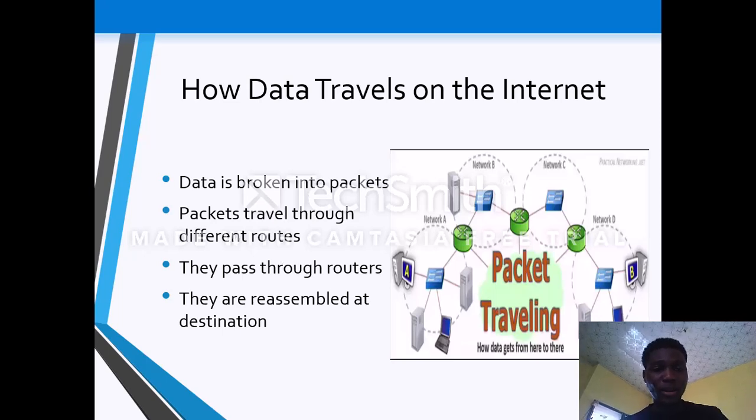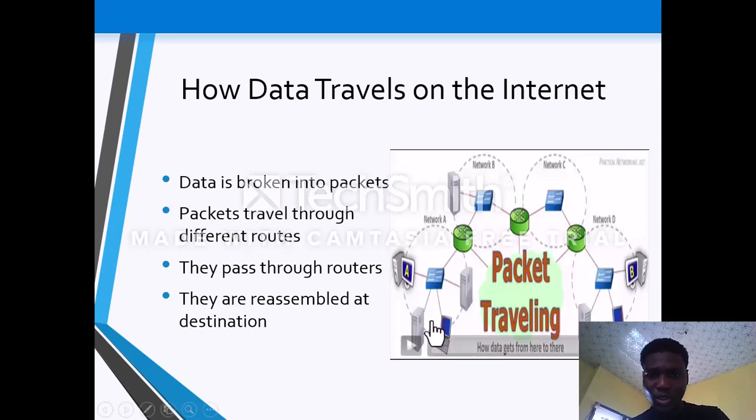And when they get to their destination, these packets are reassembled so that the receiver will get the actual data that was sent by the sender, rather than the packets, which were broken down. So this is how data travels on the internet.